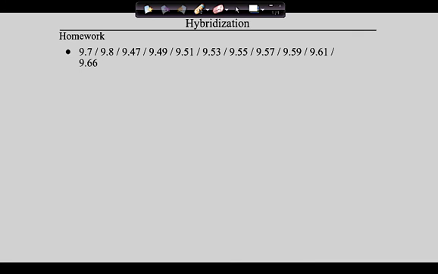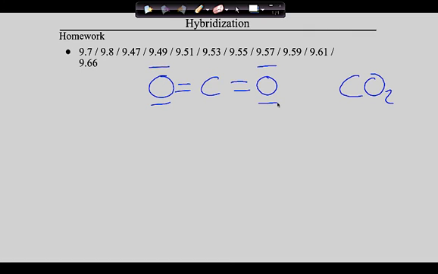Can I show you? Guys, this is what you got to be able to do. Carbon dioxide. Carbon, oxygen, oxygen. Here's what you got to be able to do on the test. How many domains are on the carbon? 2. So what's the hybridization? Sp. Now guys, what about this? What's the hybridization of the oxygens? 1, 2, 3 domains. So what is it? Sp2. What's the hybridization of that oxygen? Sp2.